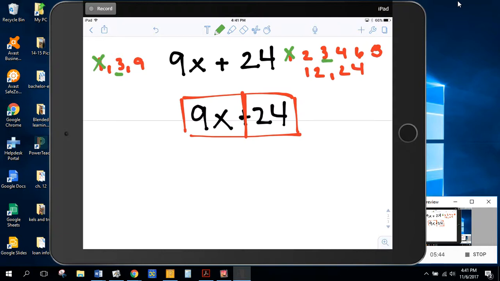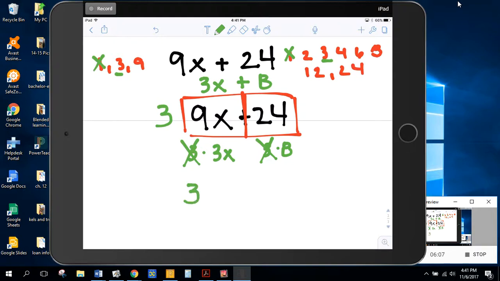So now we're going to rewrite our problem with a 3 in it. So it would be 3 times 3x and 3 times 8. So now we're going to pull a 3 to the front. Now this 3 is gone. This 3 is gone. So we're left with 3x plus 8. So our final answer is 3 times 3x plus 8.